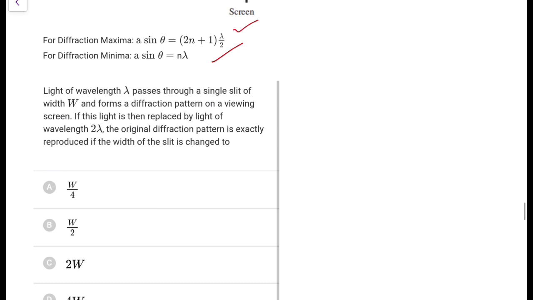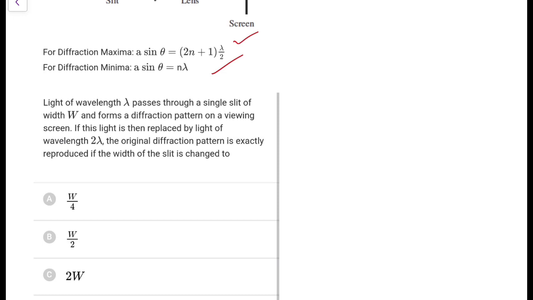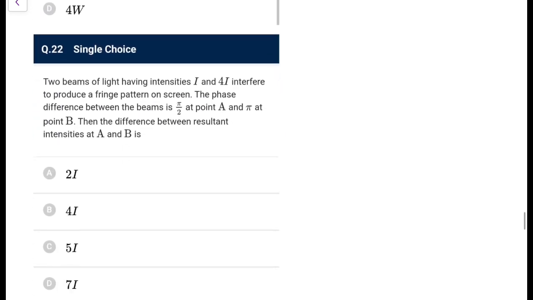Light of wavelength lambda passes through a single slit of width a and forms a diffraction pattern on a viewing screen. If the light is then replaced by light of wavelength 2 lambda, the original diffraction pattern is completely reproduced if the width of the slit is changed to what? So lambda is changed. Because lambda is doubled, to keep everything the same, a also needs to be doubled. So a means the slit width, that also needs to be doubled. Good, go by this. That's an easy thing for you. Next one.